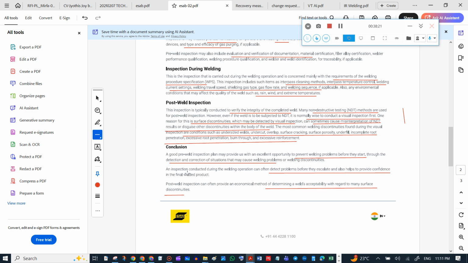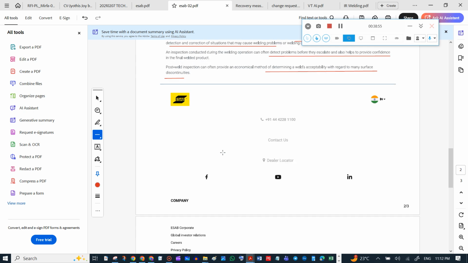So, in conclusion, a good pre-weld plan may provide us an excellent opportunity to prevent welding problems before they start, whereas direct correction of a situation may cause welding problems, etc. Inspection conducted during the welding operation can detect problems before they escalate. It also helps to provide confidence in the final welded product. It is also a good economical method of determining a weld's acceptability with regard to many surface discontinuities.